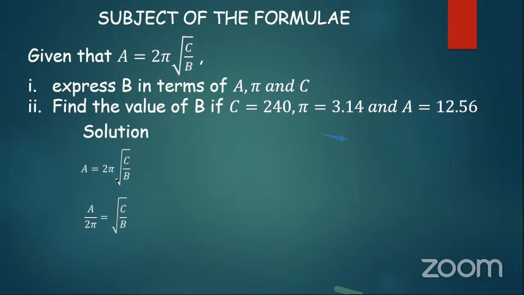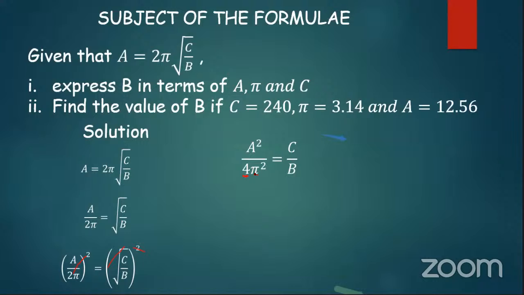And after that, what do we do? We square both sides to remove the square root. When we expand here, A to the power 2 will give us A squared, and 2 pi to the power 2, the 2 is also to the power 2, so that is why we have a 4, and then the pi squared. Is that okay?